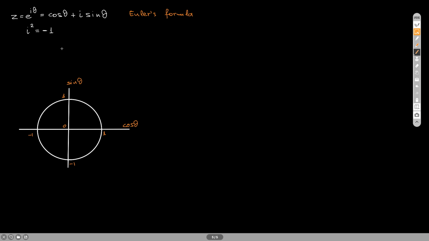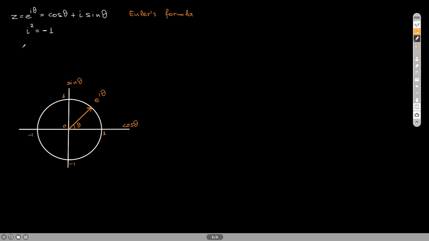Now, I want you to take a look here at the complex number that I have, e to the i theta. I do have a cosine theta, and I do have a sine theta. So, one way to represent this complex number is the following. I can say that this represents e to the i theta, where theta is the angle between this line and the horizontal, the cosine theta axis.